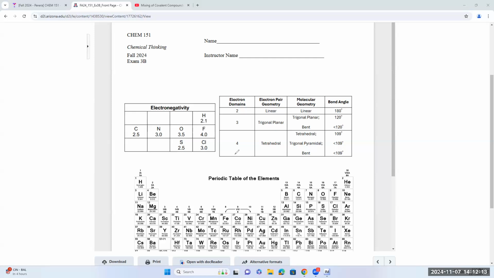And when it comes to four electron domains, the electron geometry is tetrahedral, but the molecular geometry can be tetrahedral if you don't have any lone pairs. It will be trigonal pyramidal if you have one lone pair. It will be bent, just like in water, if you have two lone pairs. So that information is given to you, but it's not complete. So you need to make sure that you understand that part.